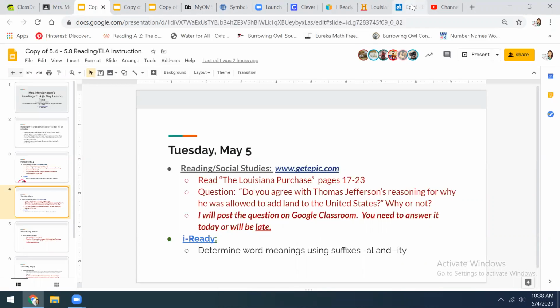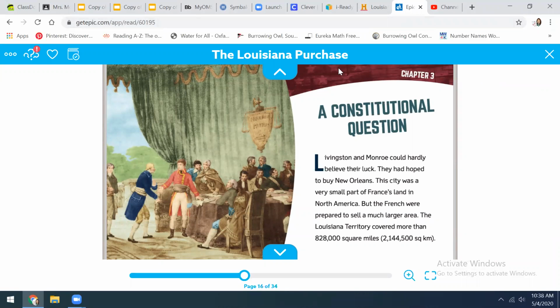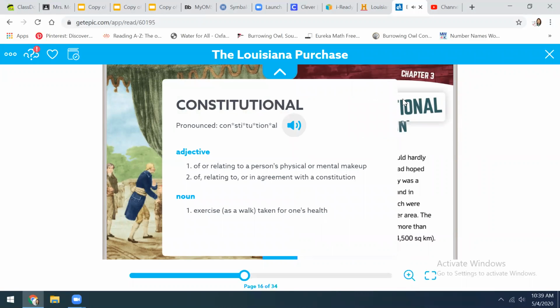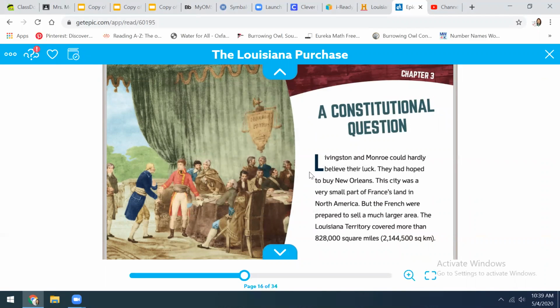Okay, so let's walk through this with you. Okay, let me make sure I'm recording. Okay, a constitutional question. So here's the title. What is a constitutional question? Basically, if you're not understanding that word, remember you can click on it. It's basically anything relating to a person's physical or mental makeup. Probably not that one, but let's look at number 2. Of or relating to or in agreement with a constitution. And if you remember the Constitution, we talked about that, basically the laws of the land.